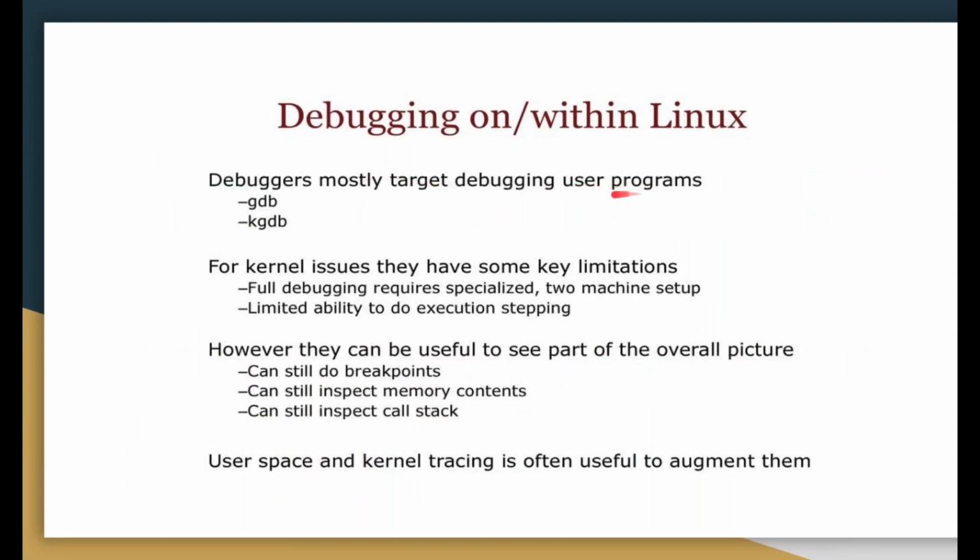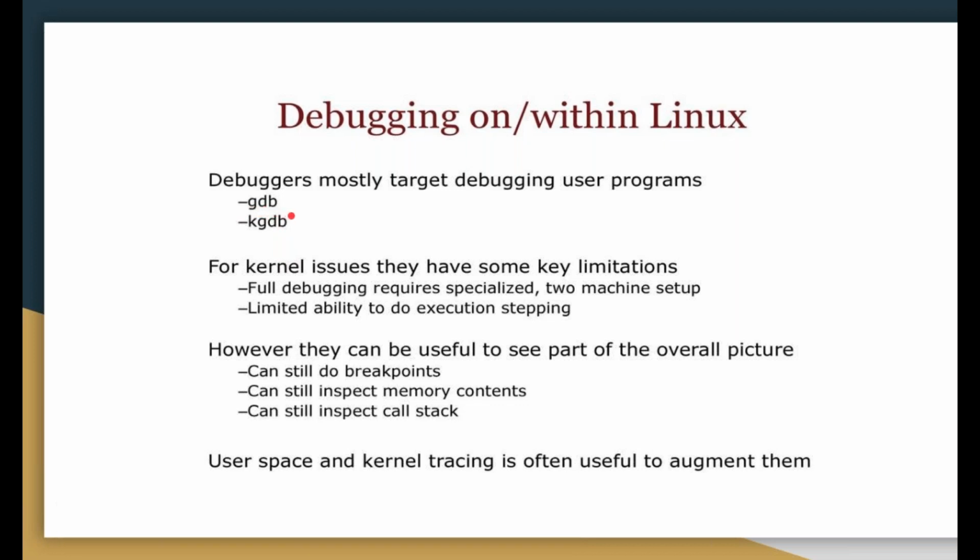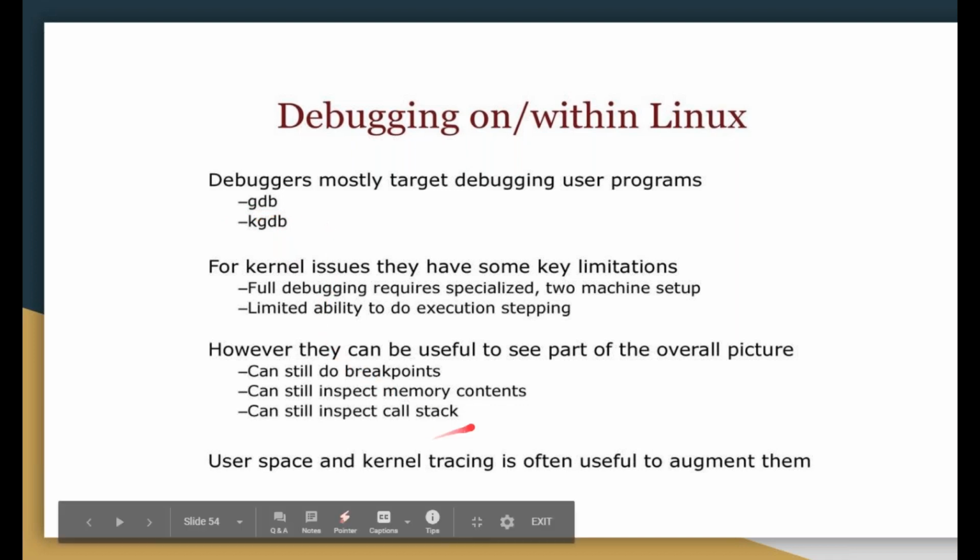Debuggers like GDB and KGDB are mainly targeting debugging of user programs. For kernel issues, there are some key limitations. Kernel debugging requires a specialized two-machine setup, with limited ability for execution stepping. That means for the kernel it is difficult, because you require a running kernel as well as execution steps to debug the kernel. But to run other user programs or any system-defined program, GDB is the best one. Fine. Kernel tracing is often used as well. However, it can be a useful part of the overall picture.